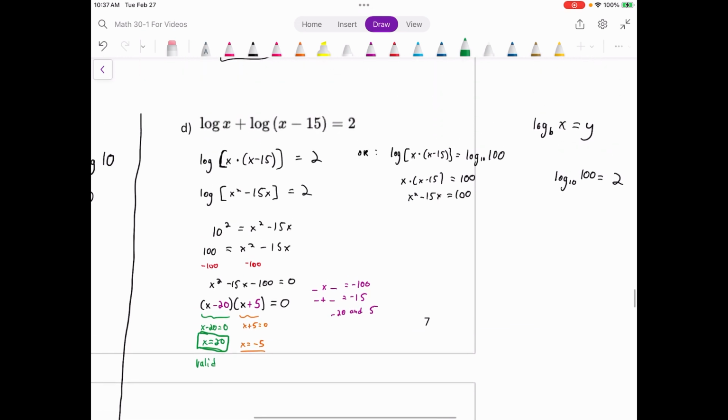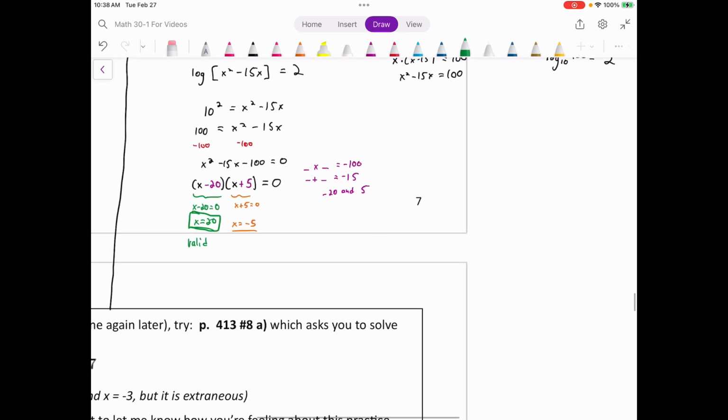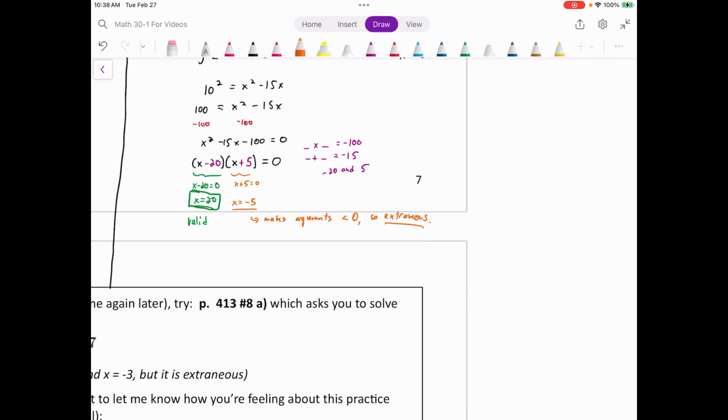Let's check this one, negative 5. Oh, right off the bat. Log of negative 5, nope, we're done. Even if it left this one positive, we'd still be done. It would be an extraneous solution, but it also happens to make this one negative, right? Negative 5 minus 15 is negative 20. So no, this one is definitely extraneous. It makes the arguments negative, so this is an extraneous solution. Okay, so our only solution to this is actually just x equals 20.